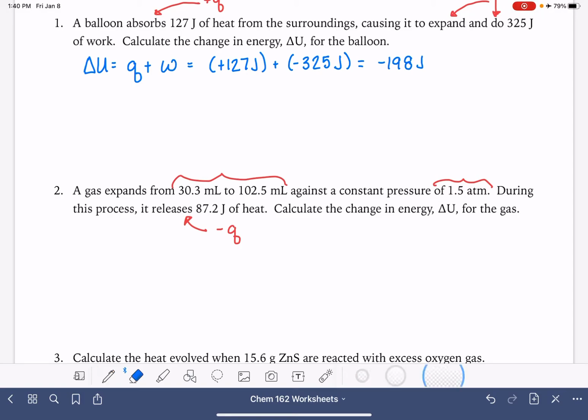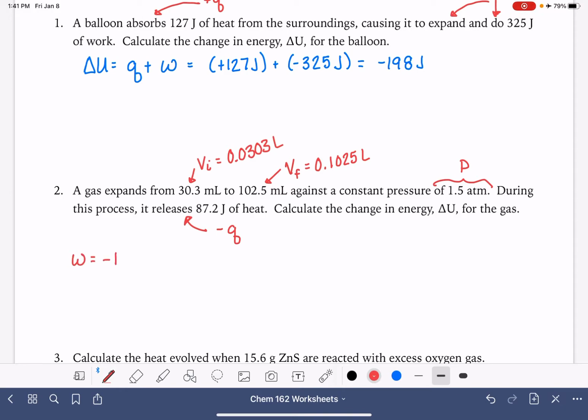In this volume change scenario, the problem tells us that the gas is starting at 30.3 milliliters, so that's our initial volume, and it's expanding to a final volume of 102.5. Our work equation needs these volumes to be in units of liters, so I'm just going to begin by converting this to liters. And so let's just go ahead and start by calculating our work.